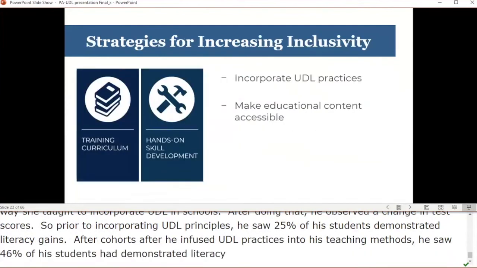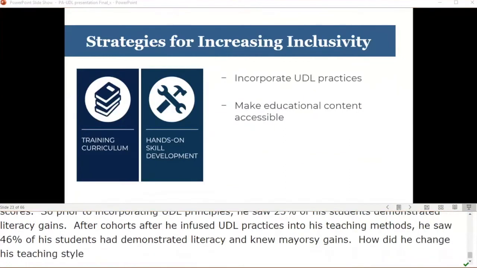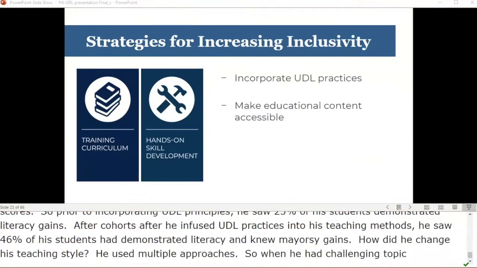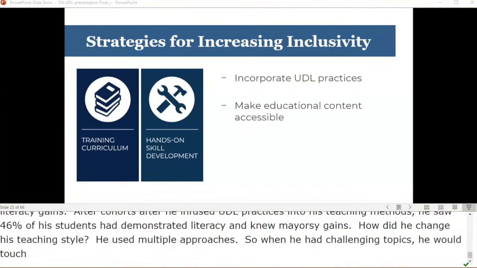So just briefly, how did he change his teaching style? He used multiple approaches. When he had challenging topics, he would touch on them in multiple ways. Through traditional learning, and then he would reteach them using physical models and hands-on activities.